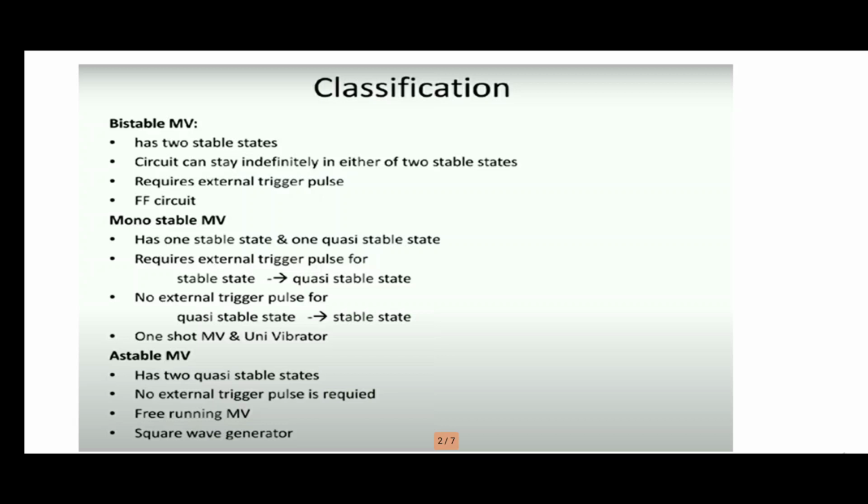The features of an astable multivibrator are that it has two quasi-stable states and no external signal is required for changing the state. It is called a free running multivibrator, and in applications it produces square waveforms, so it is called a square wave generator.